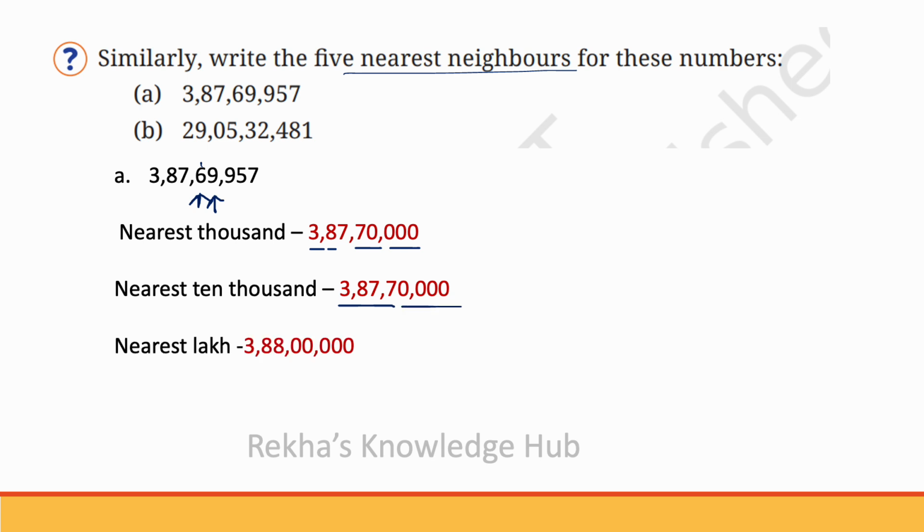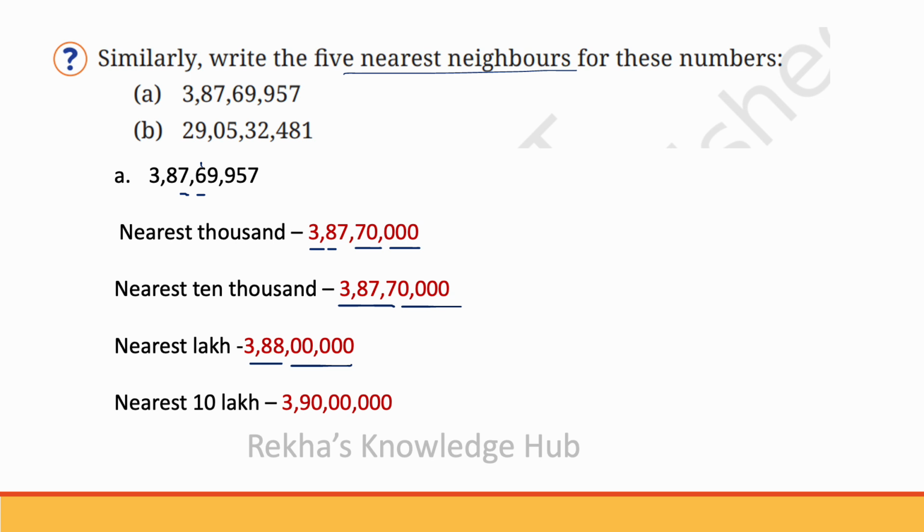Next one, nearest lakh. Here the digit at the lakhs place is 7. To the right we have 6. 6 is greater than 5. So add 1 to the lakhs place digit. That is 7 plus 1 is 8. So 388. Remaining digits zeros.